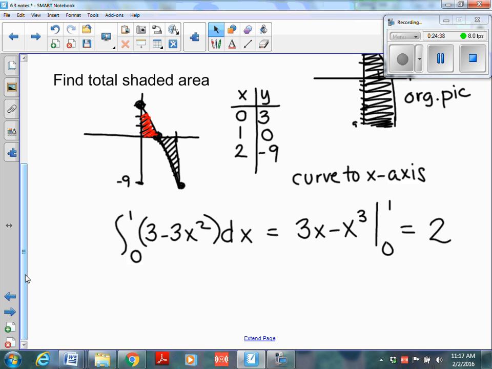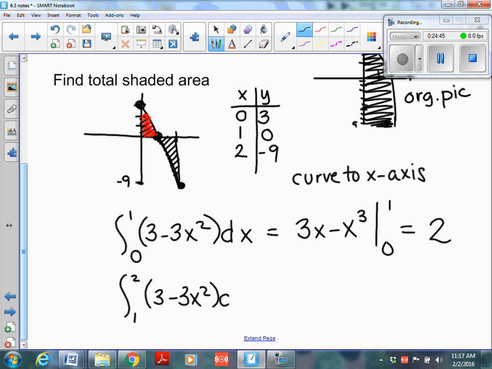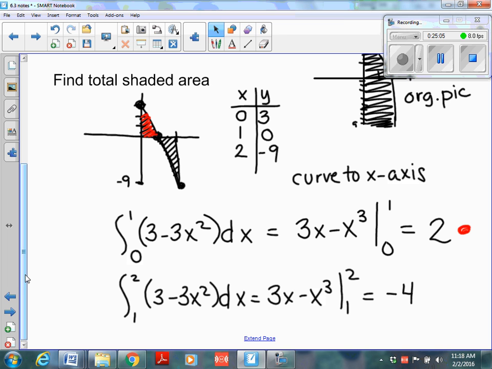Okay, now I'm going to do the same thing, and I'm going to integrate from 1 to 2. 3 minus 3x squared dx. And I'm going to hurry this up again and get 3x minus x cubed from 1 to 2. And when I work this all out, which I'd have to sit and do, which is very time consuming, you're going to get a negative 4. So this stands for the red area, and this is going to stand for the green area. And you can tell that the answer should be a negative 4.